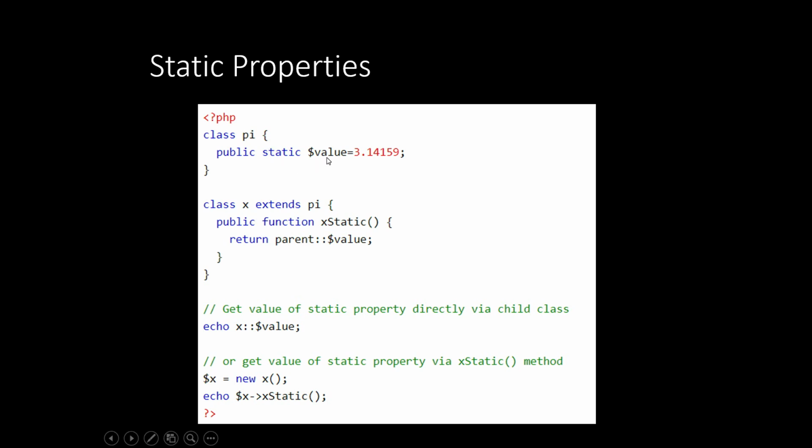Outside the class, since x is the child class, x can access the pi class static value. So here we directly echo the class name x, the double colon, and the property of the parent class. Or if we want to call the class x method, then we need to create an object of the class. That object is the object of the x class, and through this object we can access the method of this class, that is xStatic. Inside this method, we can also use the parent class static property. Hope you understand.